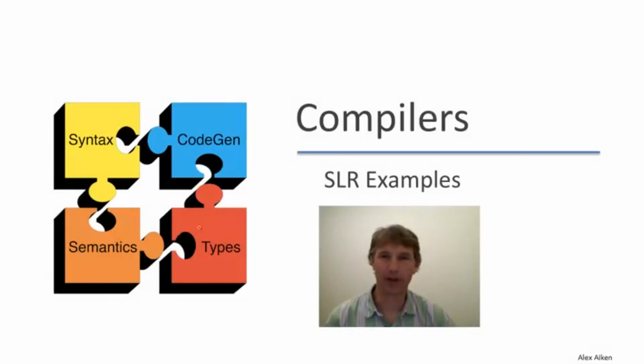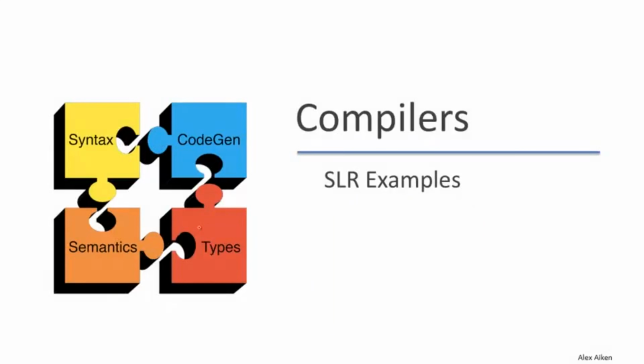In this video, we're going to work through a couple of SLR parsing examples. So let's do a very simple example. Let's consider the grammar S goes to SA or S goes to B. And what does this grammar do? It produces strings of A's followed by a B. So any number of A's followed by a single B.